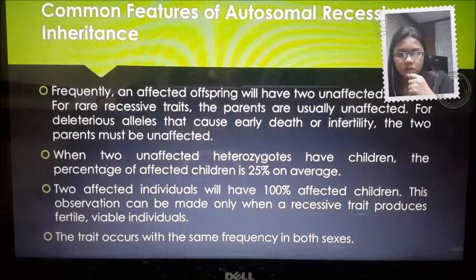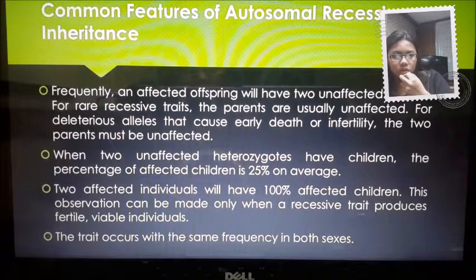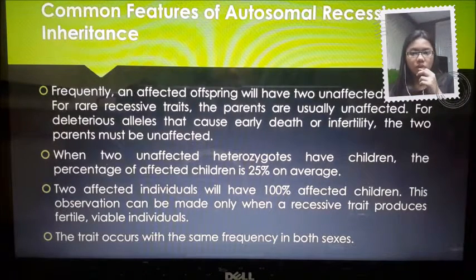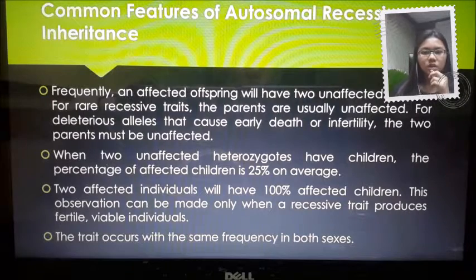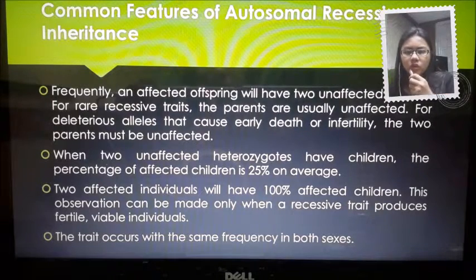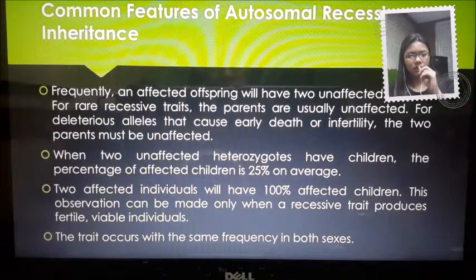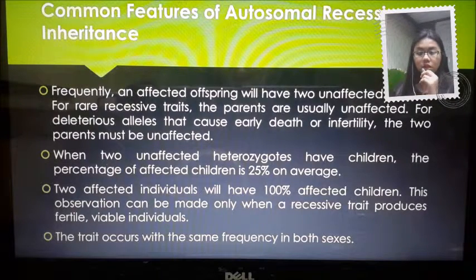So these are the common features of autosomal recessive inheritance. First, frequently unaffected offspring will have 2 unaffected parents, and then also, the trait occurs with the same frequency in both sexes, and two affected individuals will have 100% affected children. This observation can be made only when a recessive trait produces fertile, viable individuals.